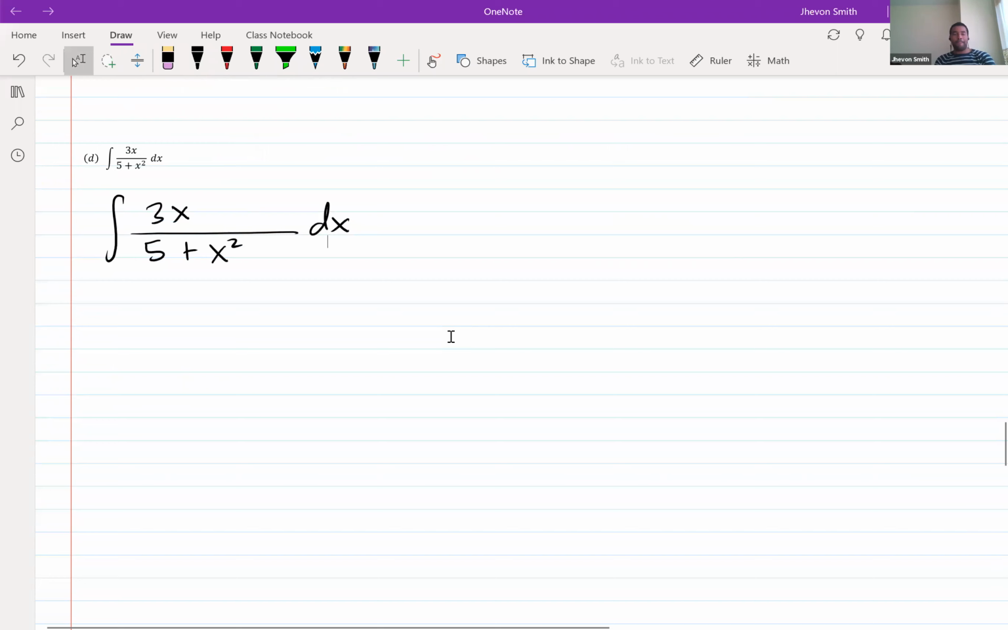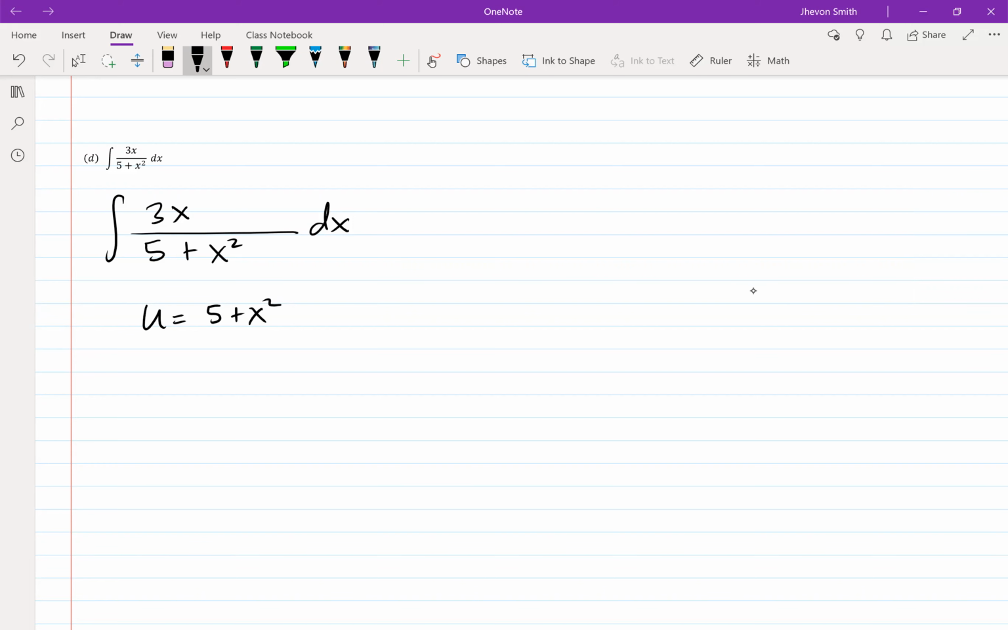Any ideas for that one? U equals 5 plus x squared. Okay. And then? You find the derivative of that, so that would be 2x dx. And then you rearrange that to have dx on the left side. So dx equals du over 2x. And then?